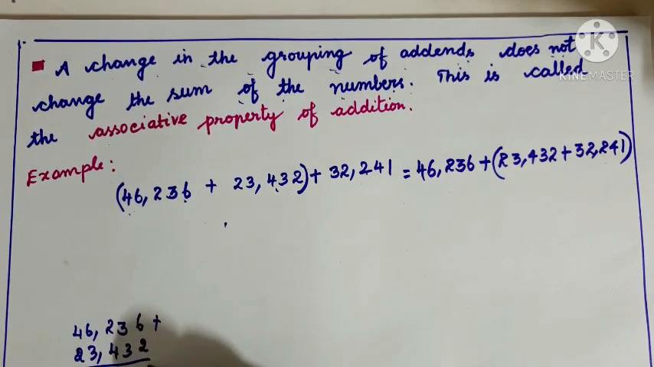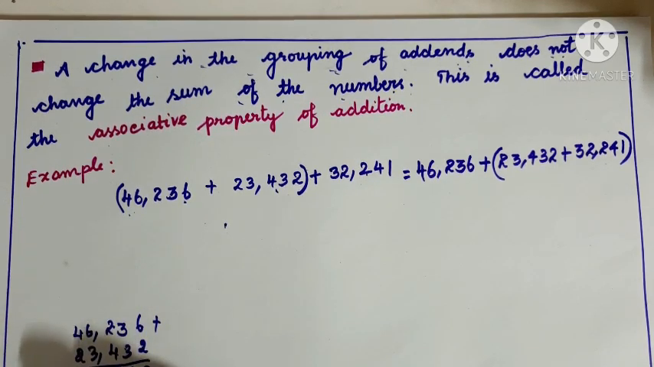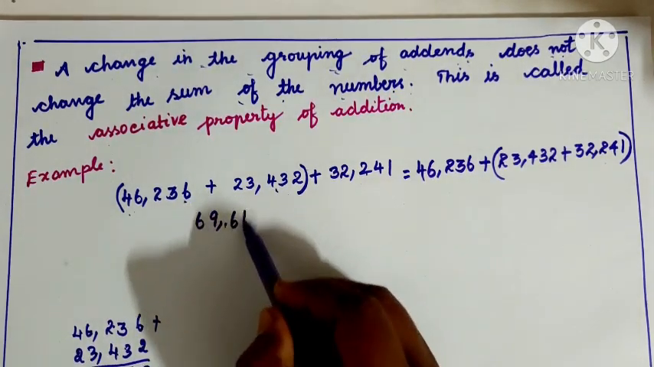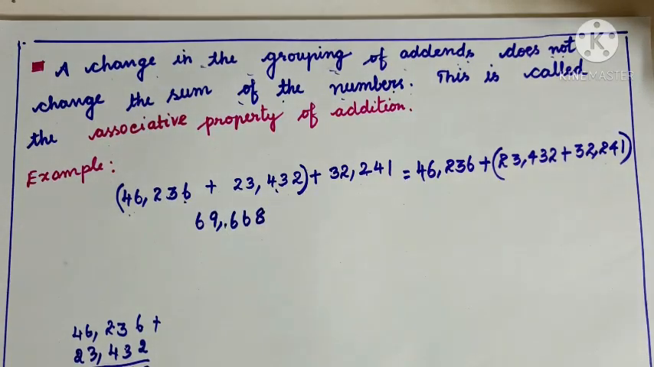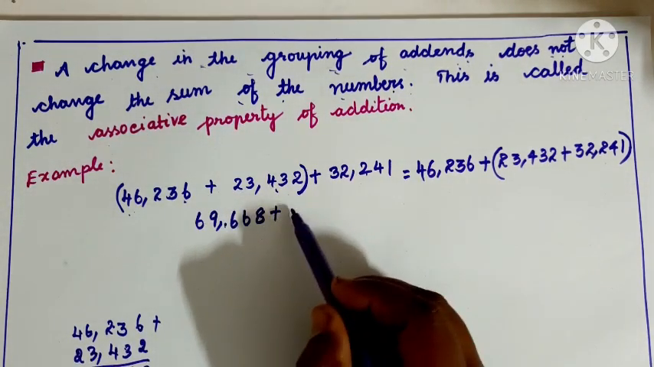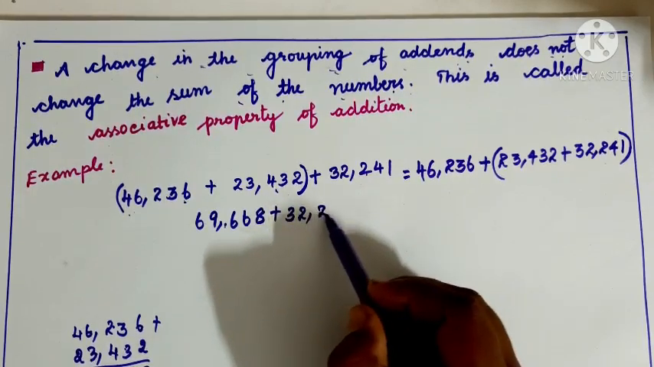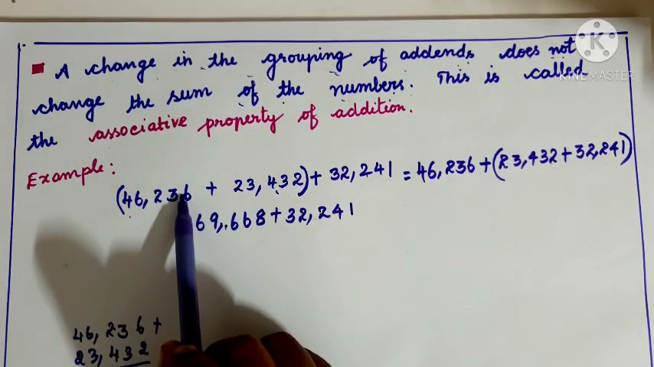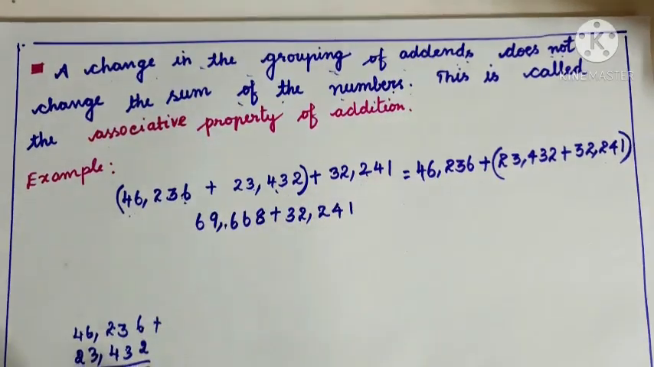6 plus 2 is what? 8. 3 plus 3 is 6. 2 plus 4 is 6. 6 plus 3 is 9. 4 plus 2 is 6. So I'll take it and write it here: 69,668. Now I'll write this number plus 32,241. Then I'll add these two numbers. First I'll add these two numbers. With that answer, I'm going to add this. Is it clear?